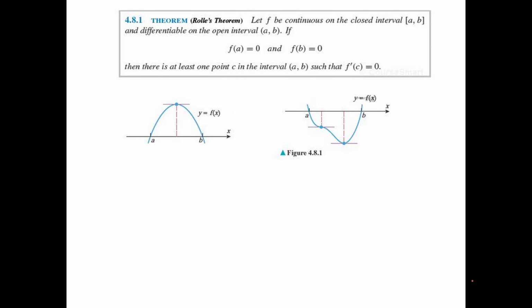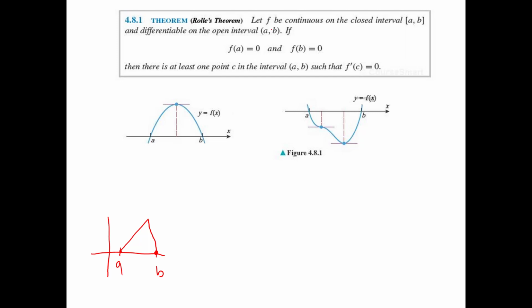Okay, so the conditions for which Rolle's theorem applies are important. So for example, if this is A and this is B, then a function that did this would not satisfy the conditions.